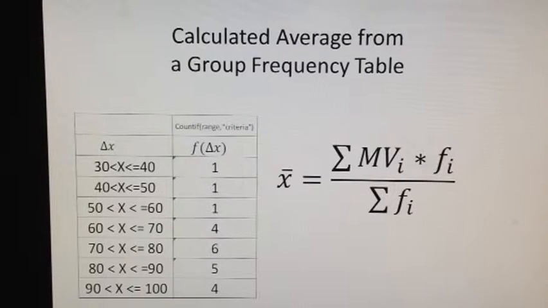Formula for discrete frequency table, but we don't have a concrete value in each interval, so we calculate the mid value of each interval, and the mid value of each interval is multiplied by the frequency in each interval. Then the sum of all these products is divided by the total number of cases, or the sum of all frequencies.